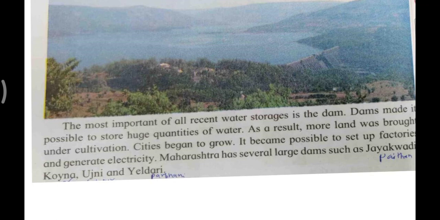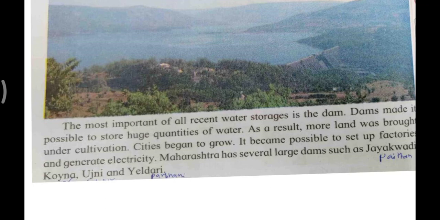Let us read. The most important of all recent water storage is the dam. Dams made it possible to store huge quantities of water. As a result, more land was brought under cultivation. Cities began to grow. It became possible to set up factories and generate electricity. Maharashtra has several large dams such as Jayakwadi, Koyna, Ujjini and Yaldari.